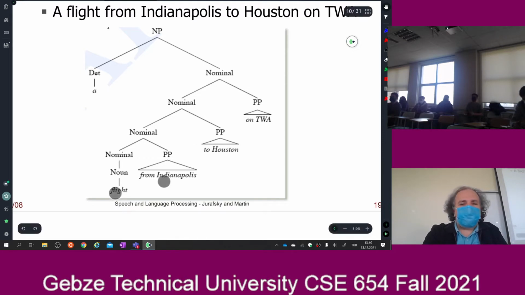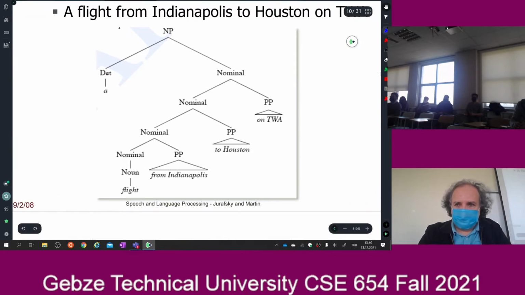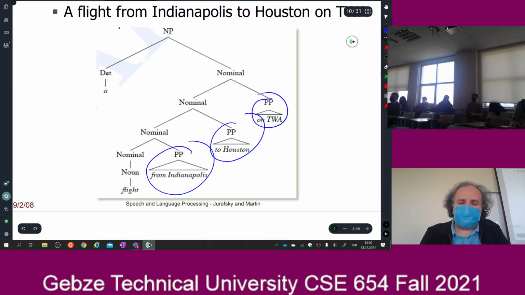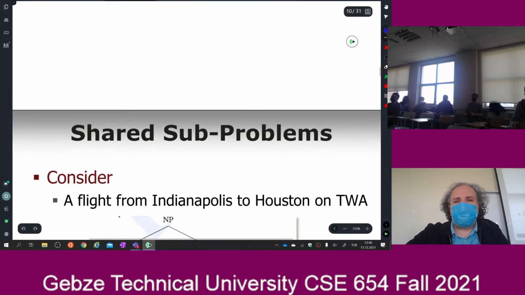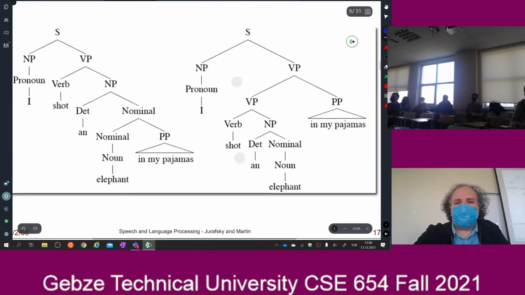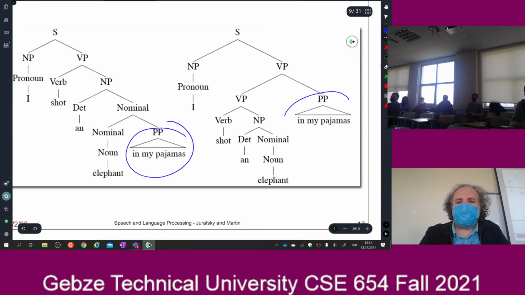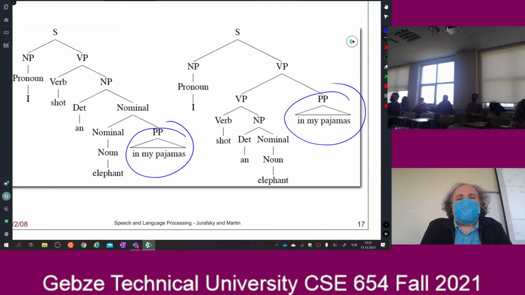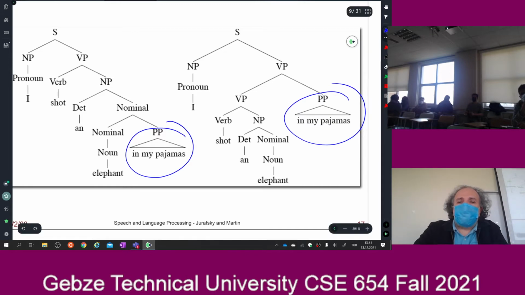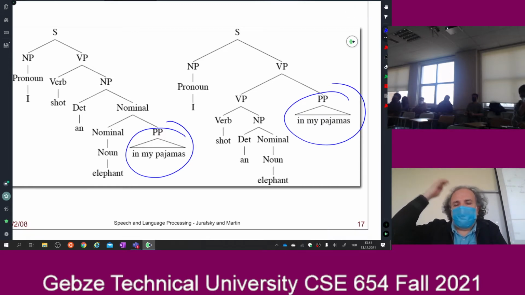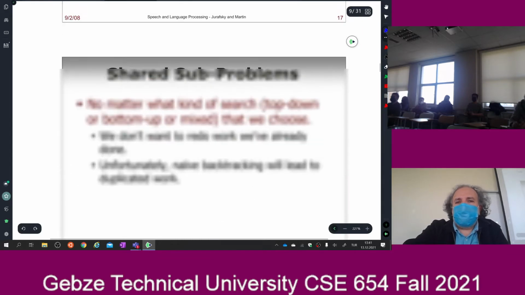In this case, no, it is flight from Indianapolis. But whatever you do, this one, this one, this one, or this one will be grouped together. They are forming the same constituency. Whatever you are doing, like in this case, this prepositional phrase, no matter how many different parses I can produce out of this sentence, will be grouped together, in my pajamas. So I don't have to solve this problem for different parses. That's what we mean by shared subproblem.